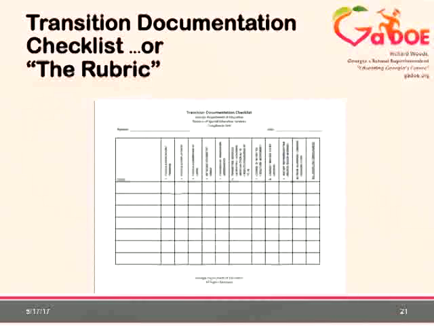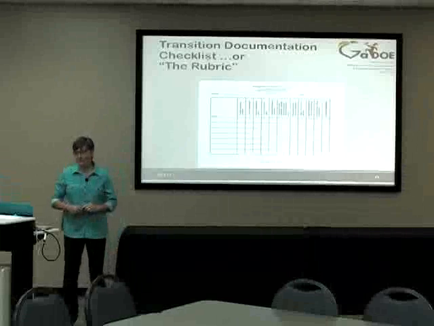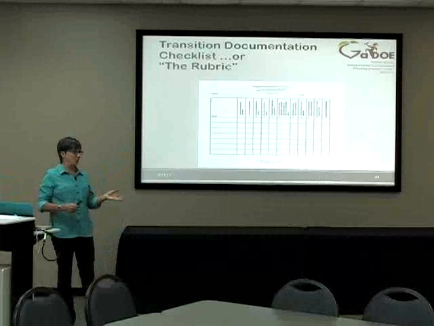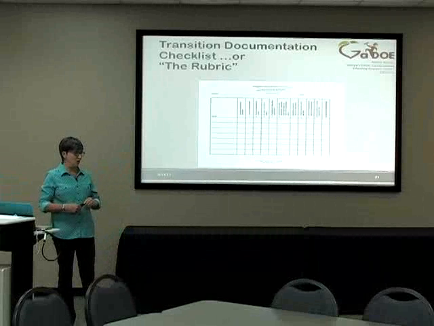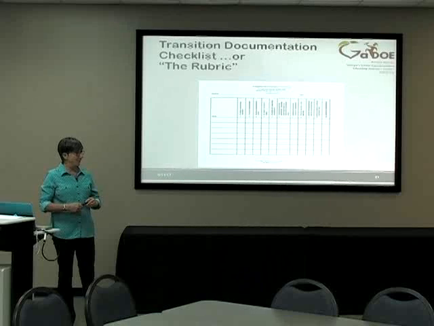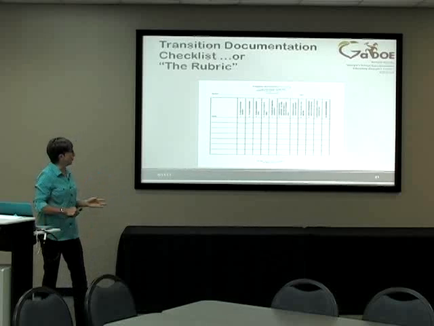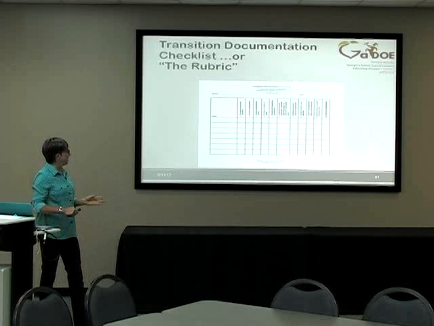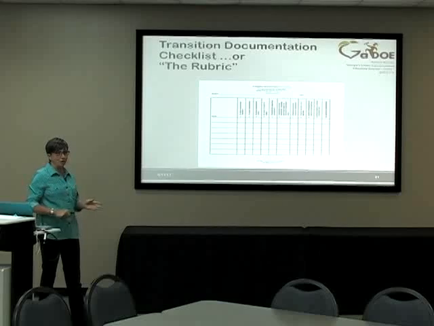This form has a long name, Transition Documentation Checklist, but we often refer to it as just the rubric. This is what we use at the state level when we're checking your transition plans that are sent to us each year when we monitor for Indicator 13. A lot of times district directors like to use this form because it gives you a good idea as to whether or not your transition plans are going to meet compliance.